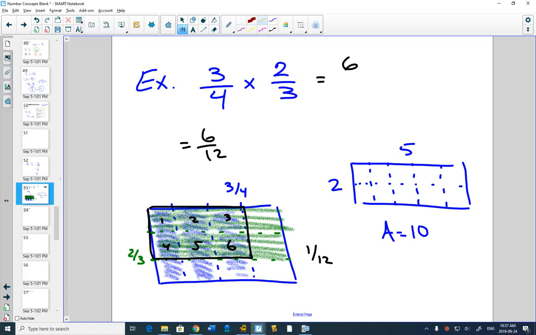6. 4 times 3. Notice that the bottom numbers tell us the size of the pieces are. And then, of course, if you had 6 out of 12, that's the same as 1/2. That's why the rule for fractions is what it is. The bottom numbers multiplied together really tell you what size of pieces you're looking at. And the top numbers multiplied together tell you how many of those pieces you're going to have.